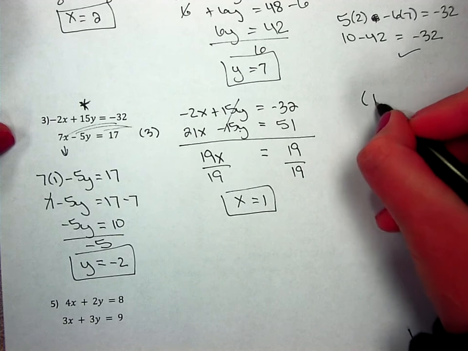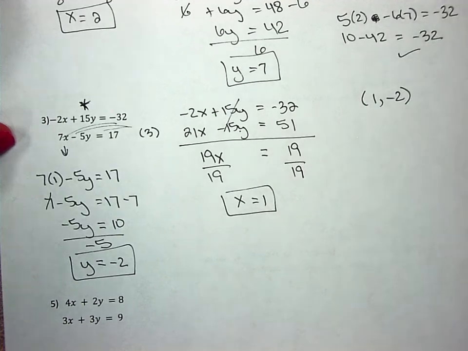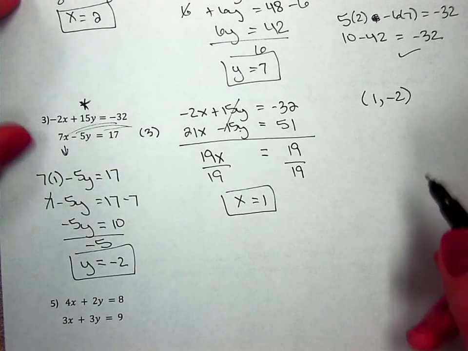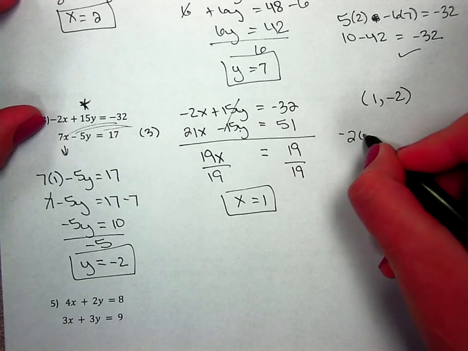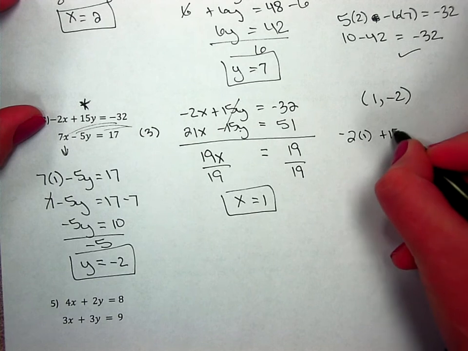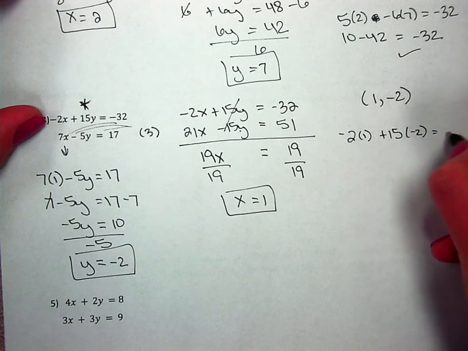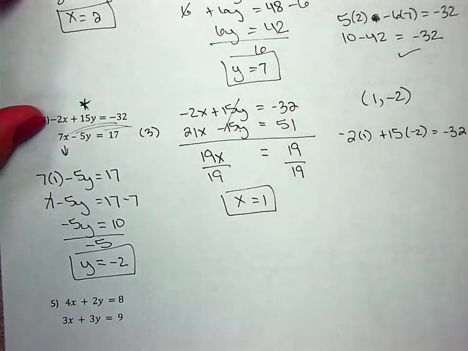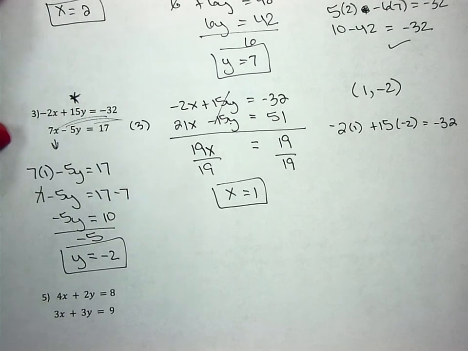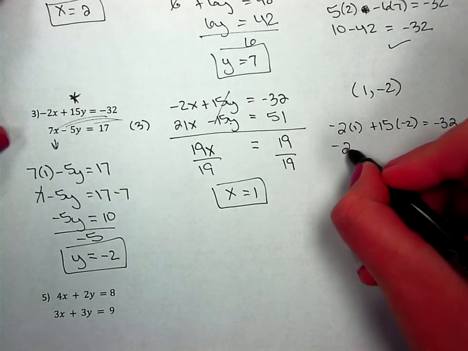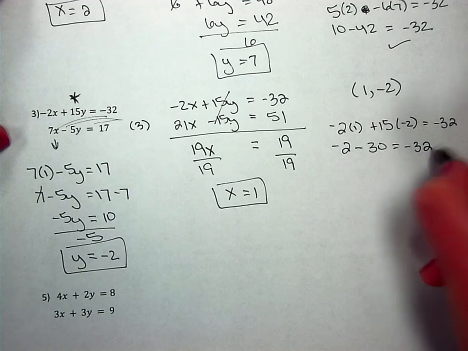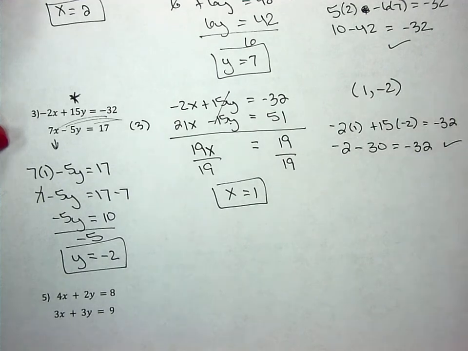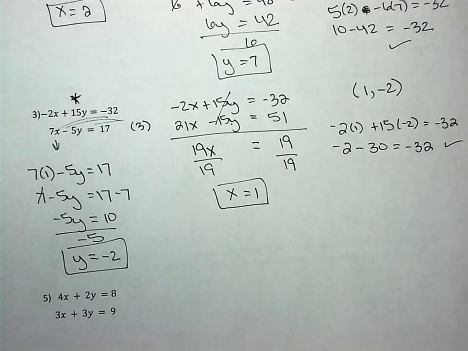So it looks like my answer should be 1, negative 2. We should plug it into that top one and double check ourselves. So negative 2 times 1 plus 15 times negative 2 equals negative 32. Negative 2, that gives me negative 30 equals negative 32. That's a true statement, and I'm all good.